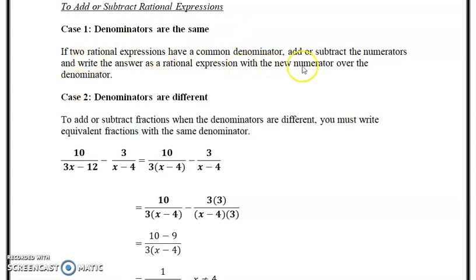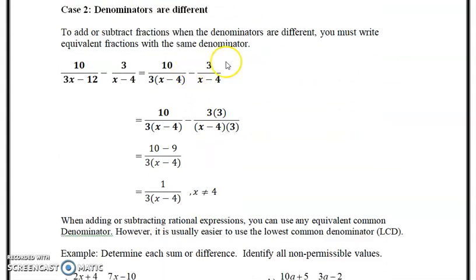If two rational expressions have the same denominator, you just either add or subtract the numerators and rewrite the answer as a rational expression with the new numerator over the denominator. Very straightforward. So I don't even have an example of that. Let's do case 2 where denominators are different. To add or subtract fractions when denominators are different, you must write equivalent fractions with the same denominator.